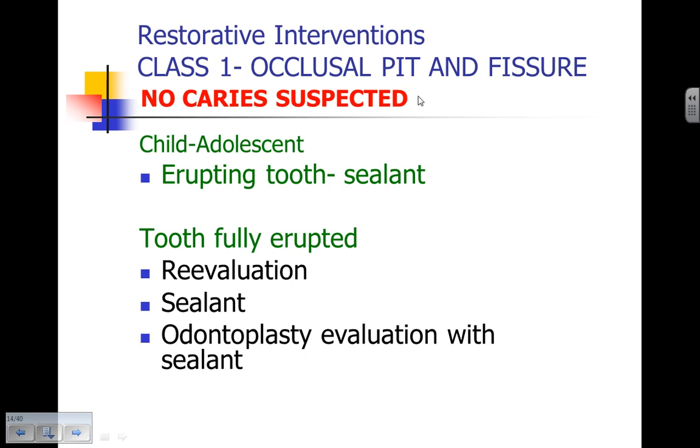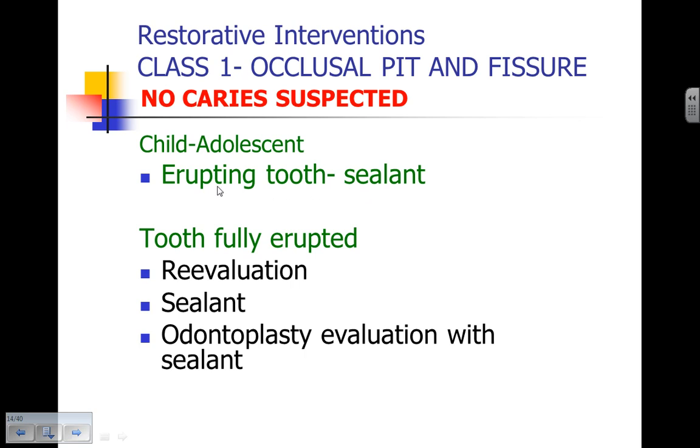In the situation where no caries is suspected, you look at a young child, an adolescent, you see an erupting tooth, a 6-year-old patient, and the first permanent molar is erupting. Our consideration is the placement of a sealant. We don't want to wait for caries to occur. We don't know if it'll become carious, but it's minimally invasive to place that sealant.